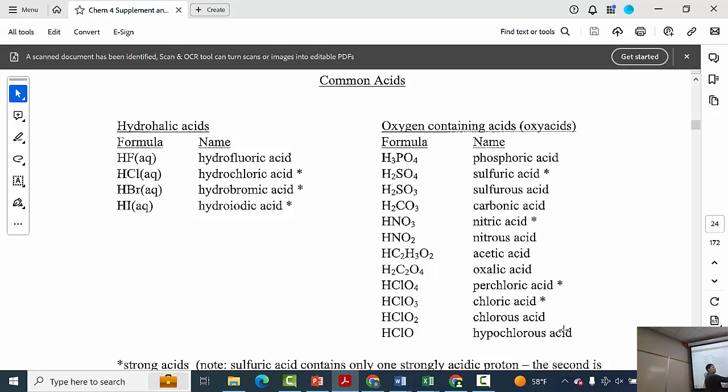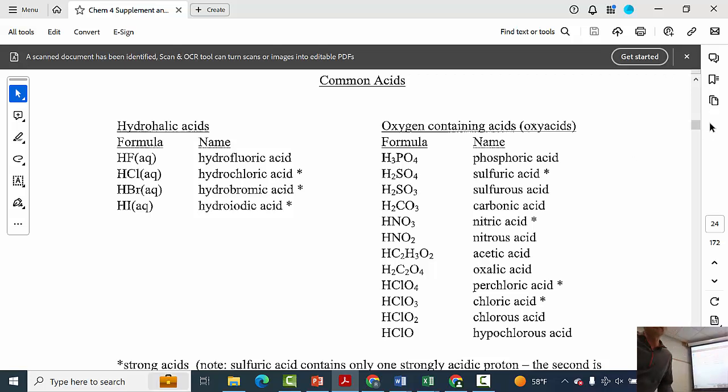Phosphate forms phosphoric acid. Sulfate forms... Is that sulfate? No, that's not sulfate. Let's skip that. Carbonate forms... Nitrate forms... Acetate forms acetic acid. Oxalate forms oxalic acid. Acetic acid you can eat. Oxalic acid, don't eat that. It'll cause kidney stones. Perchlorate forms... Chlorate forms... Okay. And then that's all the ates that we have.